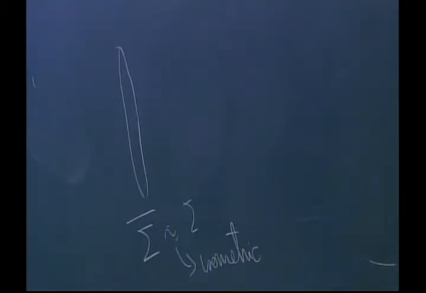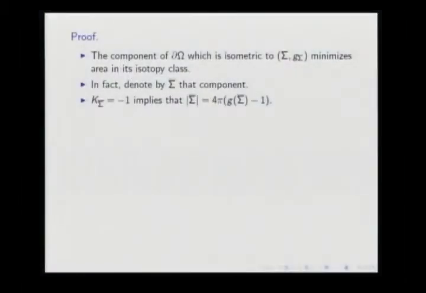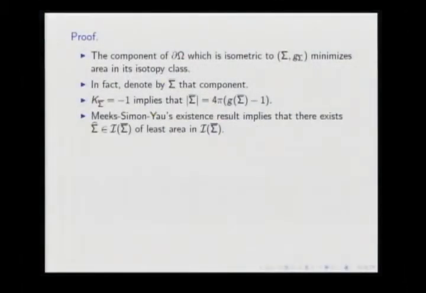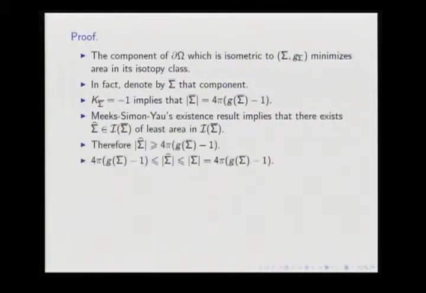Okay. How to do this? The first step is, this is a hyperbolic surface, so it has area 4 pi (g minus 1). Now you use the existing result, Schoen-Yau existence result, to get a surface sigma hat of least area in its isotopic class. Using our area estimate, we get that this surface has area greater than or equal to 4 pi (g minus 1). So we get an equality between this area and this area.